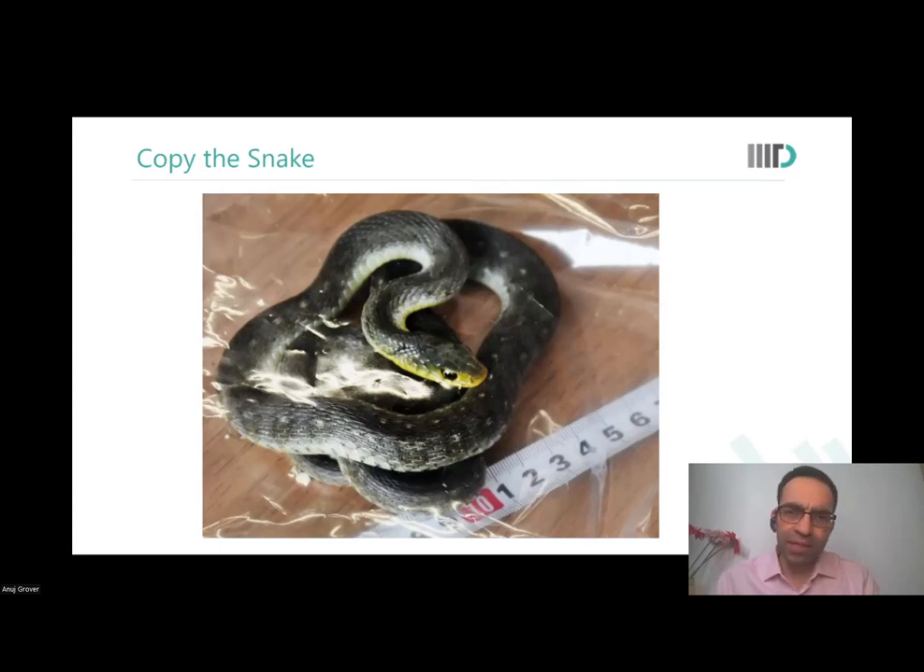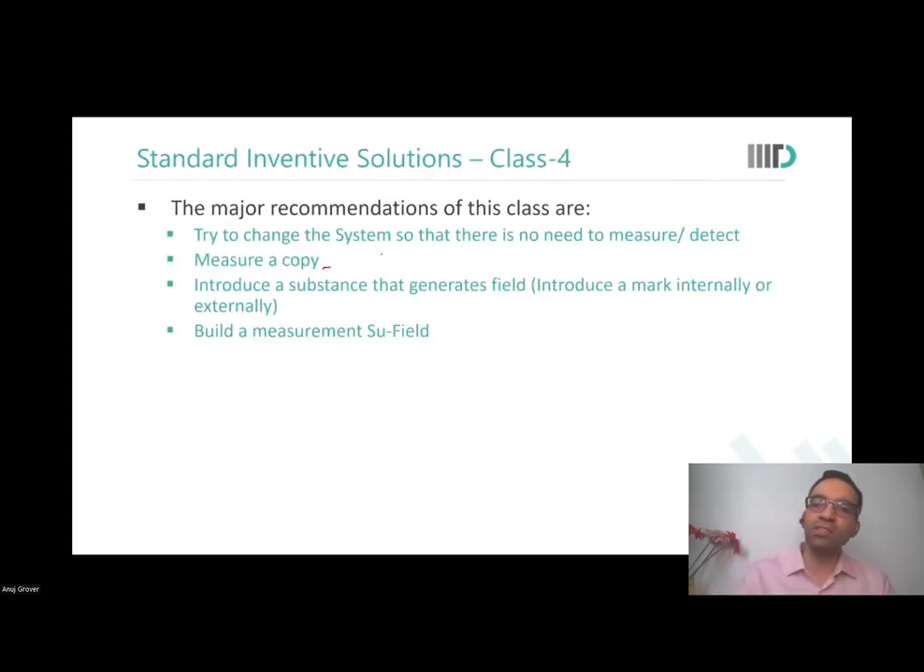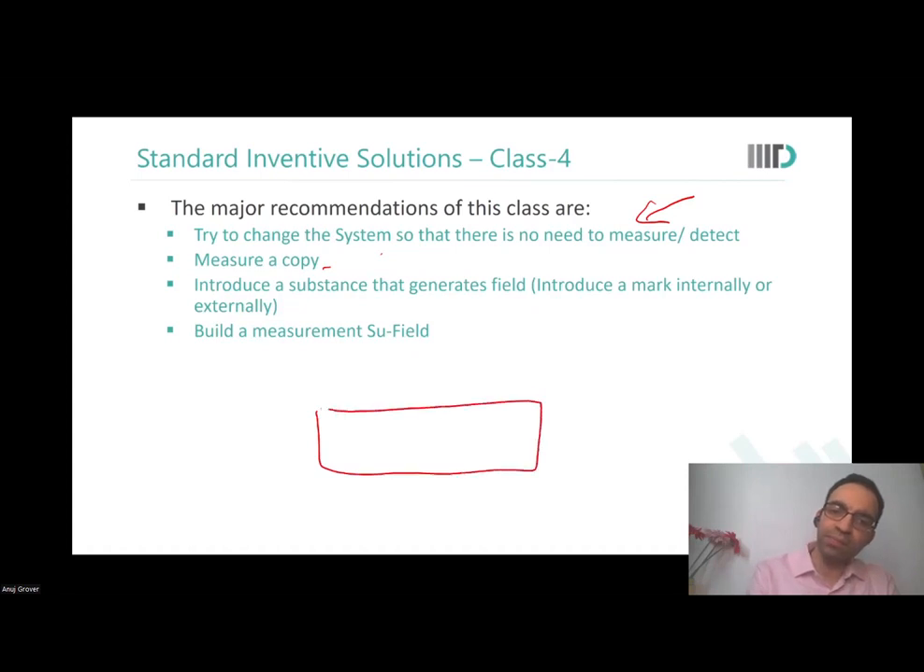So there are many other examples of how substance field systems are modified to prevent use of, or to prevent, any measurement at all. So you remember, try to change the system where there is no need to measure or detect. I remember a case study where there was a circuit which was to be broken.